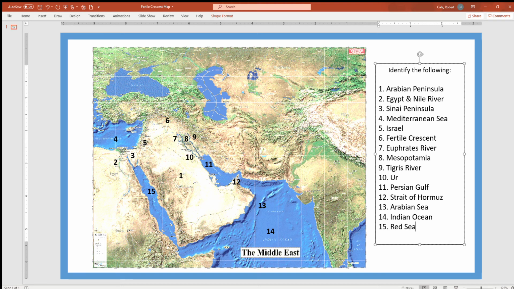The shortest distance between two points is a straight line, but you can't travel that. You'll die in the desert. It's too treacherous. It's too deadly. So instead, you have to travel the Fertile Crescent. The Fertile Crescent begins with the Persian Gulf in number 11, up to Ur, of course, Abraham's homeland, throughout the Mesopotamia region of 8, with the Tigris 7 and the Euphrates 9, arching up to number 6, and then down again to the Mediterranean Sea, number 4, with Israel, number 5.